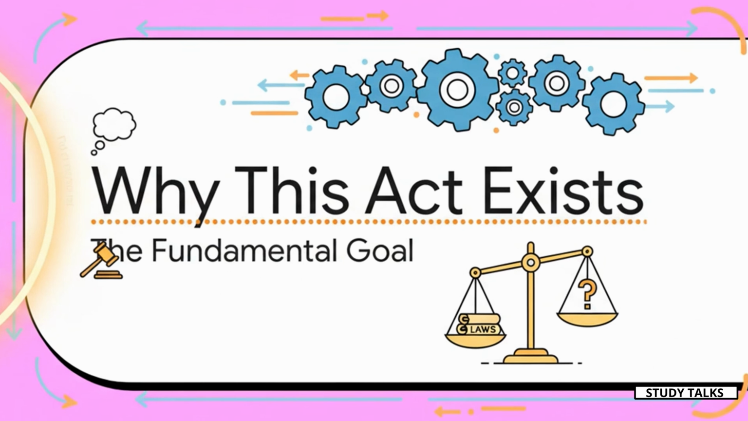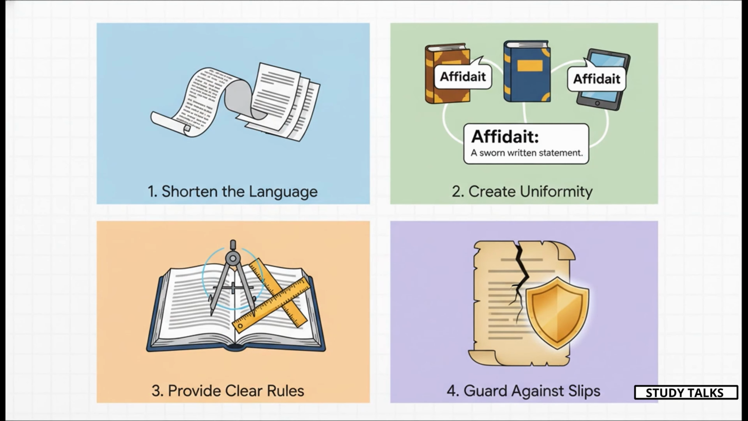But that begs the question, right? Why did the government even bother creating this act in the first place? What was the big idea behind it? It really boils down to four main goals. One, to shorten the language of other laws. I mean, why define year or month in every single statute when you can do it just once?